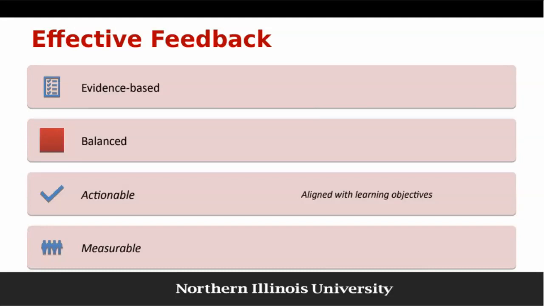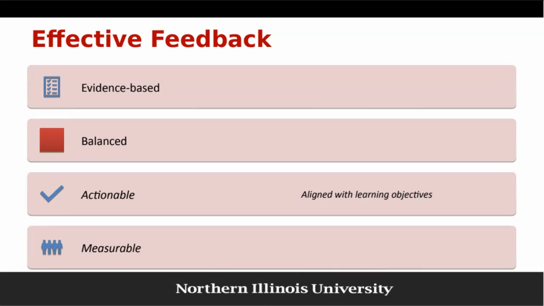And it should be actionable. So maybe you'll tell them that they need to correctly use the APA style of referencing or something like that. So you want to make sure that it's something they can take action on, not something that's vague and doesn't really mean anything to them. And so they kind of go, well, I don't know what that means, so I'm just going to skip over it.